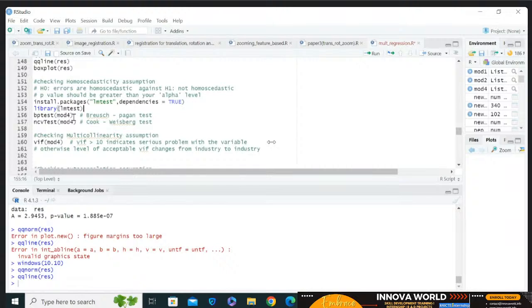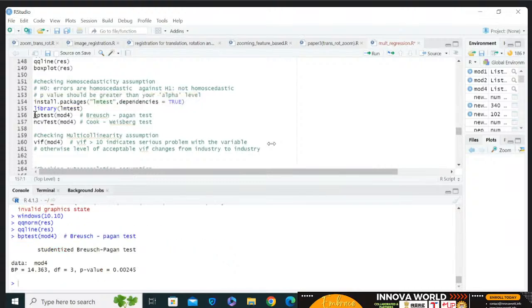In the Breusch-Pagan test, the null hypothesis is that errors are homoscedastic, against the alternative hypothesis that they are not homoscedastic. So for the model to work well, we must accept the null hypothesis, right? So let's run this Breusch-Pagan test.